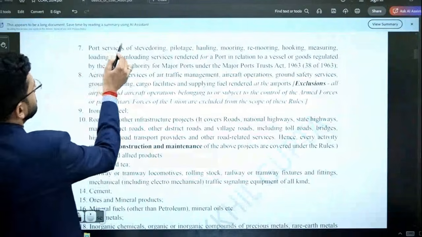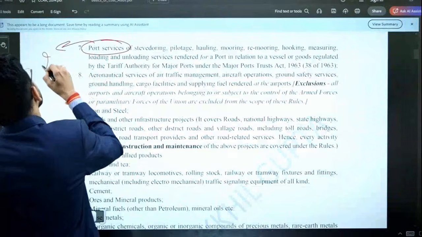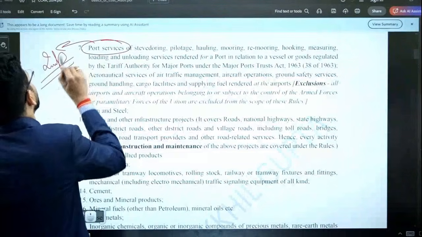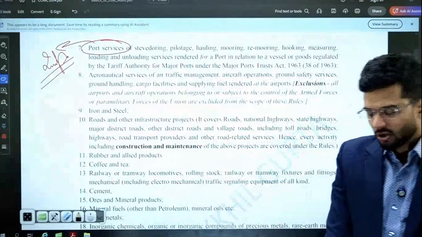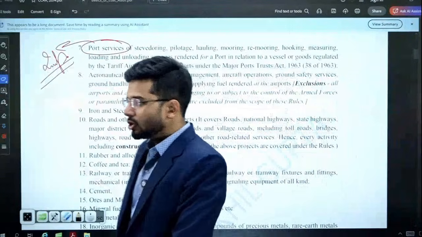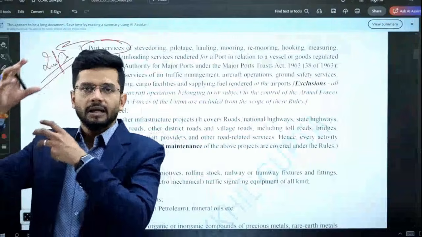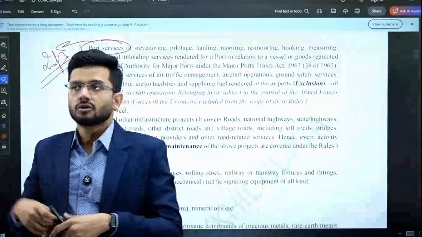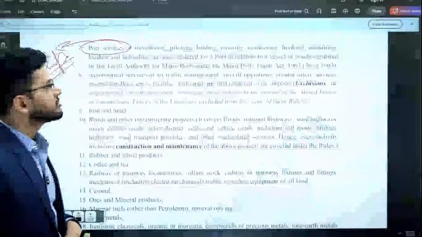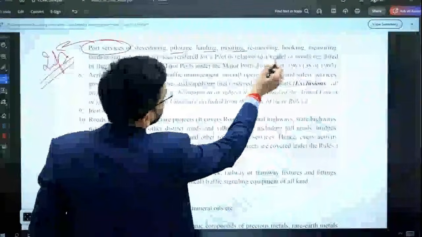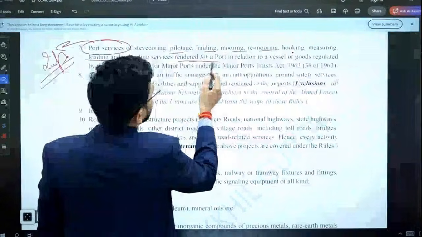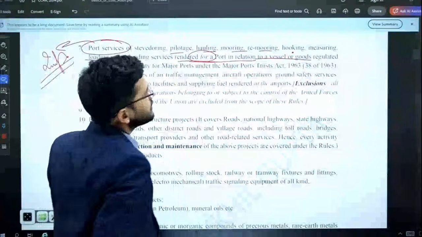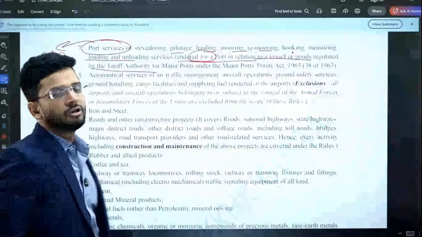Then we have port services, important guys, important services. If anyone is providing port services, so what are the services which are provided at port? Loading, unloading. So on the port, your material is loaded. Now we want someone to pick up that material and put it in the customs warehouse or put it out of the customs warehouse. So stevedoring charges, loading, unloading charges, pilotage, hauling, mooring, remooring, hooking, measuring, loading, unloading, services rendered for a port in relation to a vessel or goods regulated by the tariff authority.